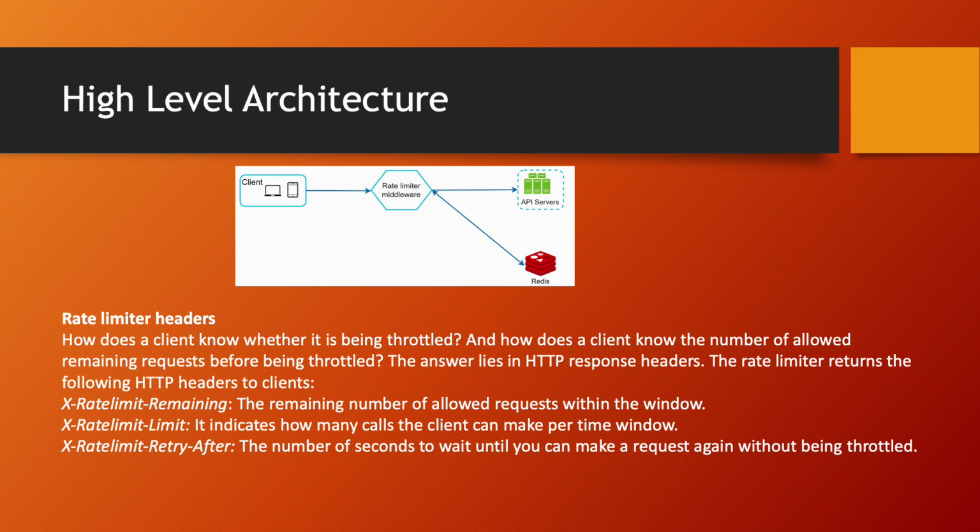This section talks about the rate limiting headers. For example, how does a client know whether it is being throttled? How does a client know the number of allowed remaining requests before being throttled? The answer lies in the HTTP response headers. The rate limiter returns the following HTTP headers to the client. X-Ratelimit-Remaining, that is the remaining number of allowed requests within the window. Then X-Ratelimit-Limit, which indicates how many calls the client can make per time window. And X-Ratelimit-Retry-After, that is the number of seconds to wait until you can make a request again without being throttled.